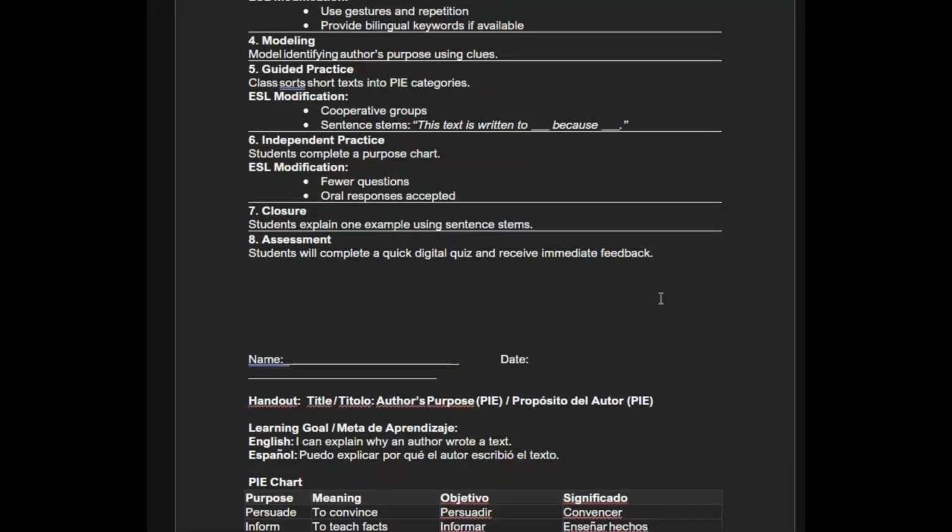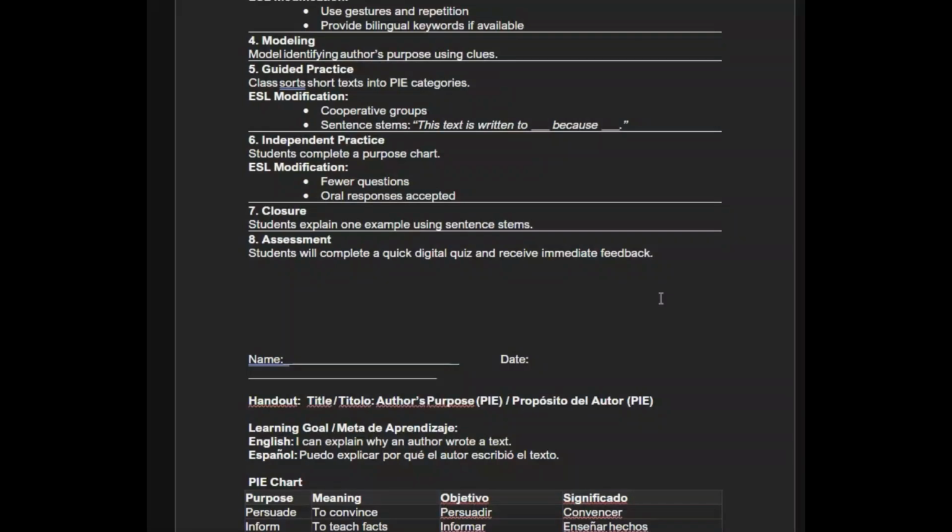For ESL, we're going to put them in little cooperative groups, and we're going to start them off with those sentence stems, such as this text is written to blank because blank, to kind of guide them through getting the right answer. In the independent practice, students complete a purpose chart. With ESL modifications, we're going to be asking fewer questions.